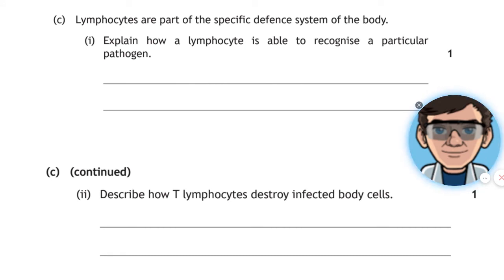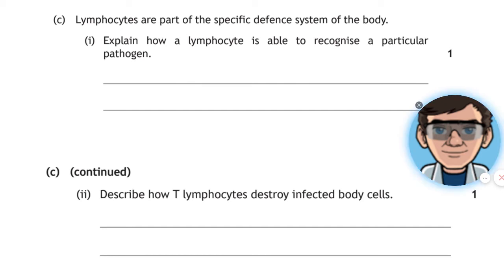Okay, explain how a lymphocyte is able to recognise a particular pathogen. The lymphocyte has a receptor which is specific to the antigen on the surface of the pathogen. So keywords are receptor, specific, and antigen. Second part, T lymphocytes destroy infected cells by attaching to the infected cell, diffusing proteins into the infected cell, which causes the infected cell to produce self-destructive enzymes, leading to apoptosis.